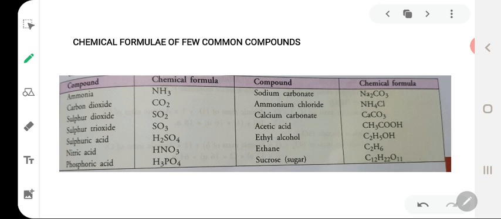Now I would suggest that you practice writing down the formula for different compounds. First of all, you need to remember the valencies, the symbols and valencies properly, and then you would be able to write down the formula for different compounds quite easily. But you require a lot of practice. The lesson will end at this point. We shall move ahead with the remaining topics in the chapter in the next video lesson.